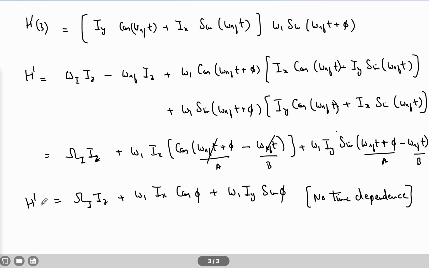In the next class we will try to see further applications of the density matrix.